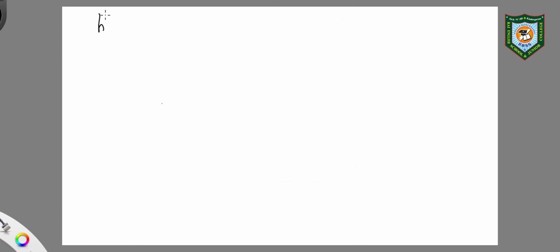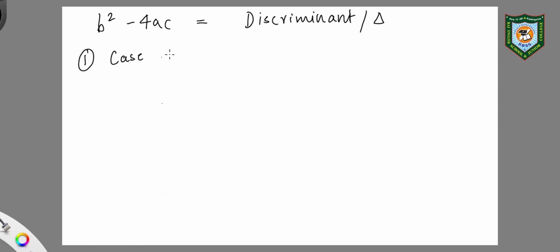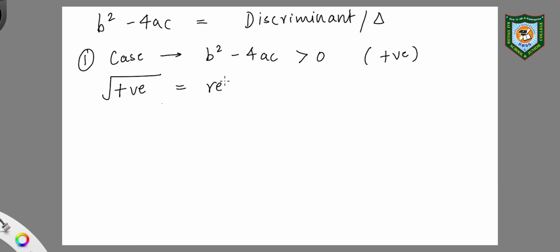So first of all, b square minus 4ac is called the discriminant. Now remember, it is not under root b square minus 4ac, it is just b square minus 4ac. It is also called delta. So we are going to see three cases. The first case is when b square minus 4ac is greater than 0. Greater than 0 means that the value is positive, and the square root of any positive number is a real number.